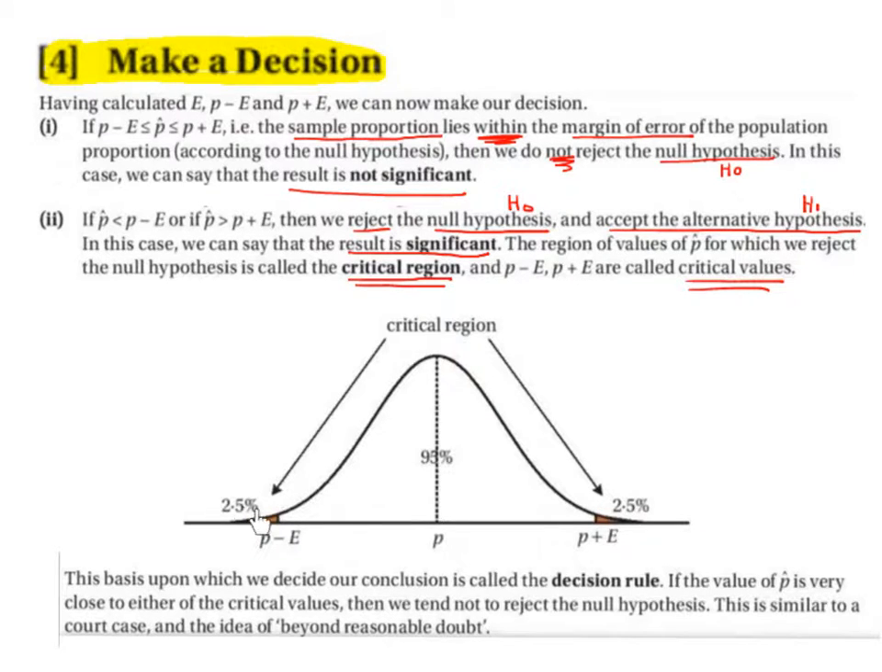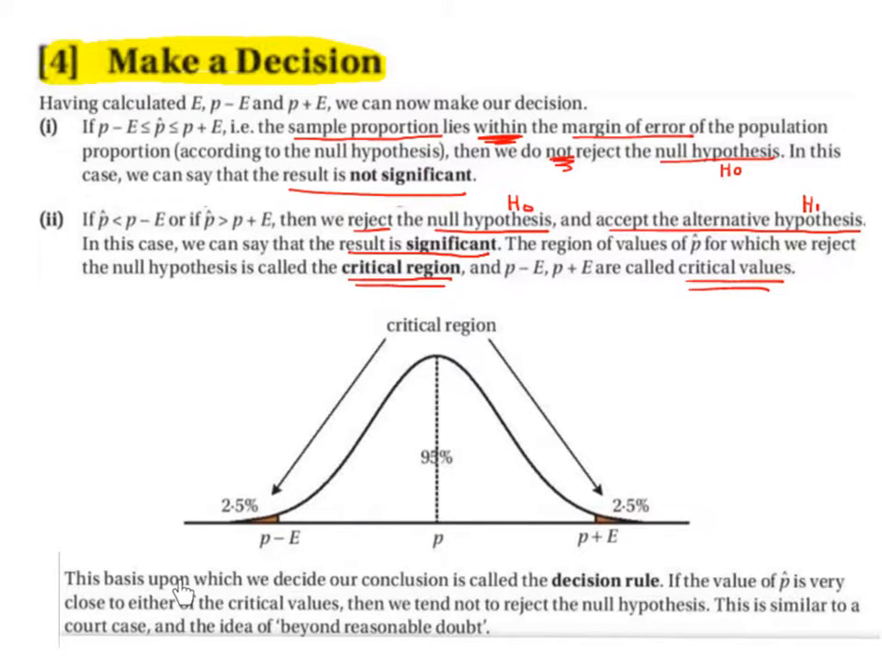So we see here we have our normal curve. P lies in the center. We have this point here being p minus E, and this point here being p plus E. So these points are known as the critical values. We see that the area underneath the curve is 95%, and each of the tails is 2.5%, and altogether that makes up 100%.